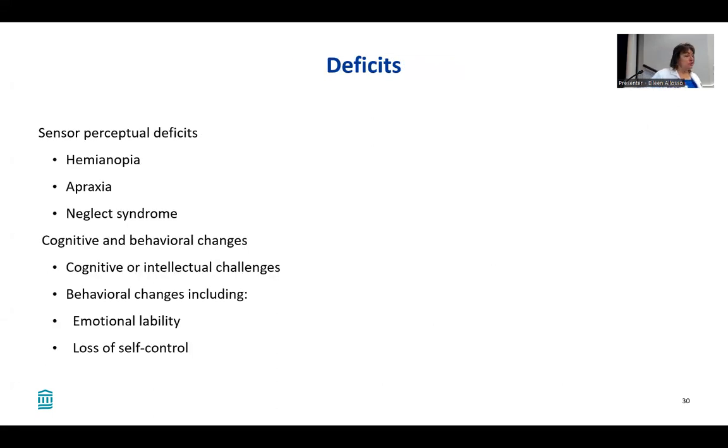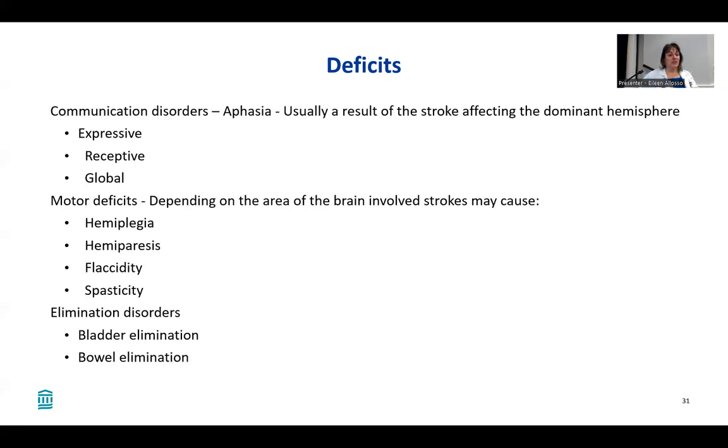Some of the possibilities you can see with these patients: they could have vision problems. They can have apraxia, where they know what they want to do, but they can't do it. They can have neglect. They can have, again, the cognitive and behavioral changes. If the frontal lobe is affected, they can have problems with the filter being gone. So we see a lot of that. The motor deficits and the elimination disorders we'll see out of their deficits.